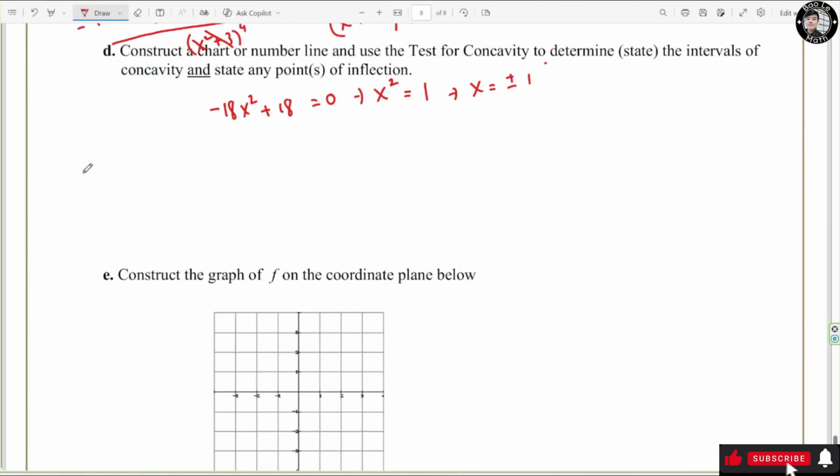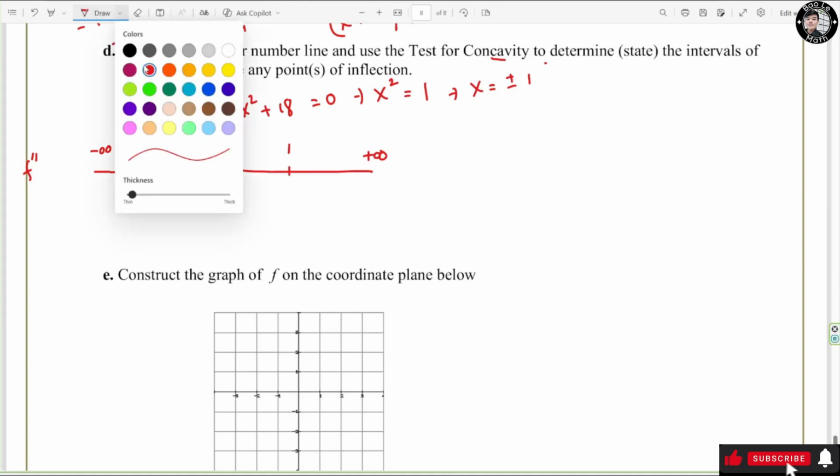Now let's move on to question D. Construct a chart on a number line and use the test for concavity to determine the intervals of concavity and state any points of inflection, right? So we're going to use the number line: negative infinity, positive infinity, negative 1 and 1, right? This one is the second derivative. Keep that in mind, f double prime.